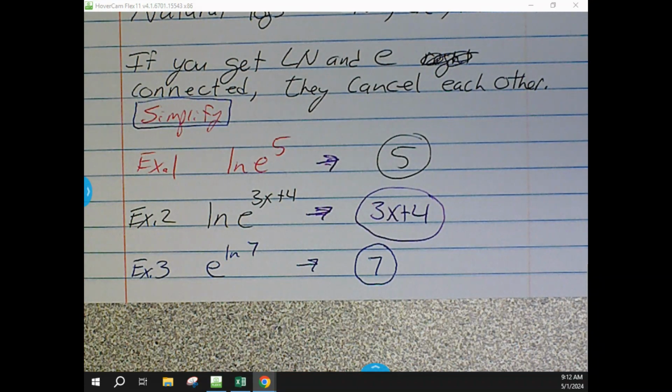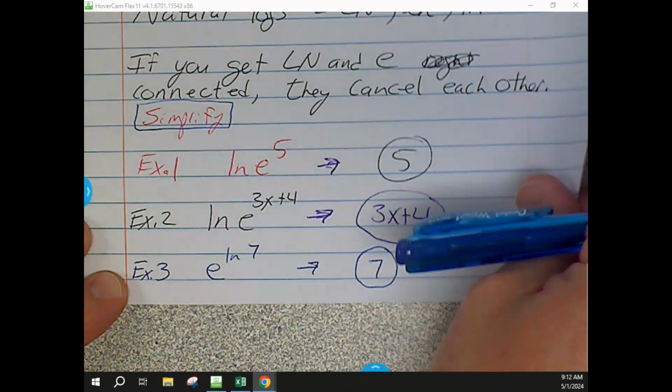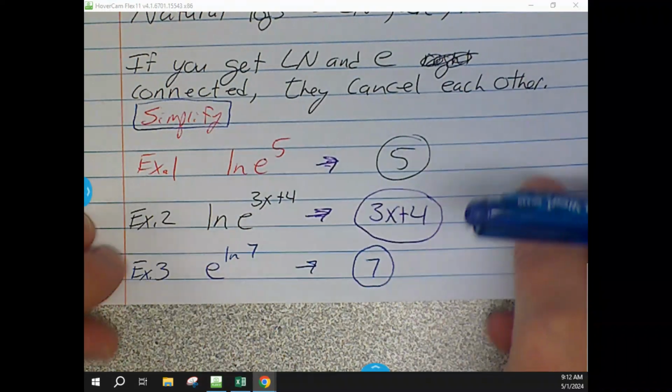So that's a perfect world: if you can get the ln and the e's so that they're together, they cancel each other out. Whatever other part is there, that's the answer you're going to get. Now, if it's not that way, because some of the time they're obviously not going to be right beside each other, here's what we're going to do.